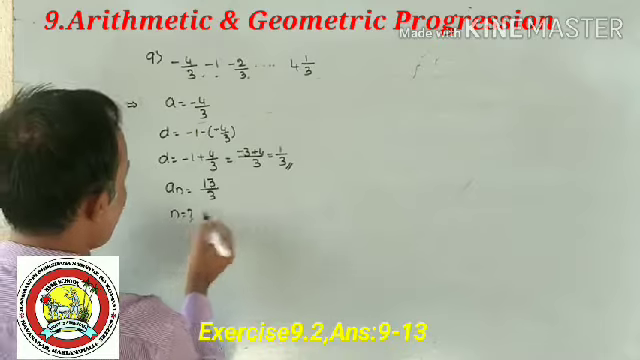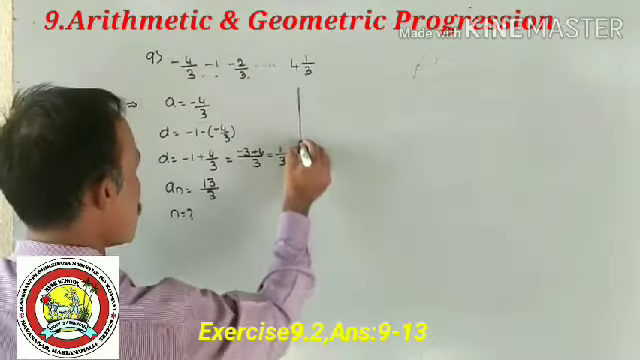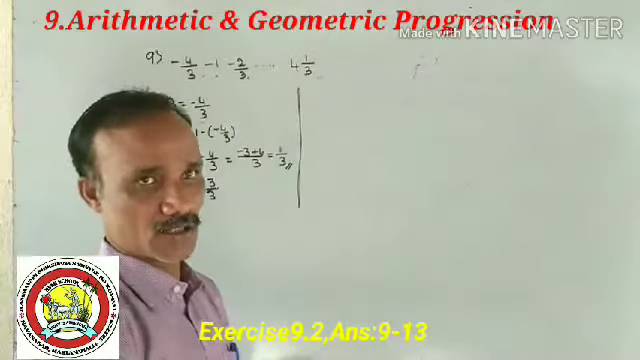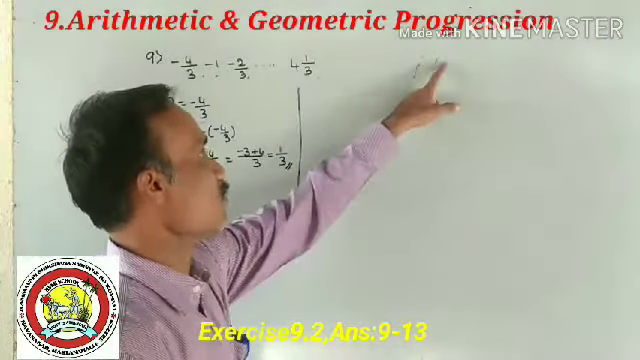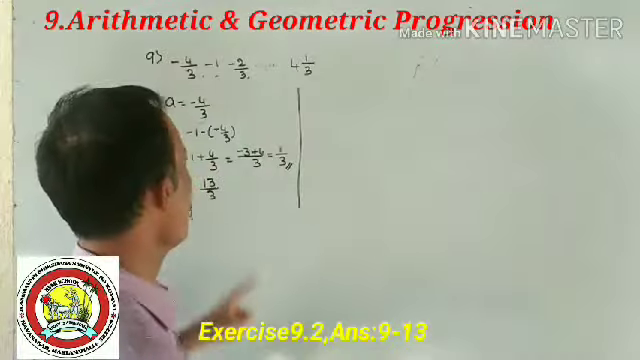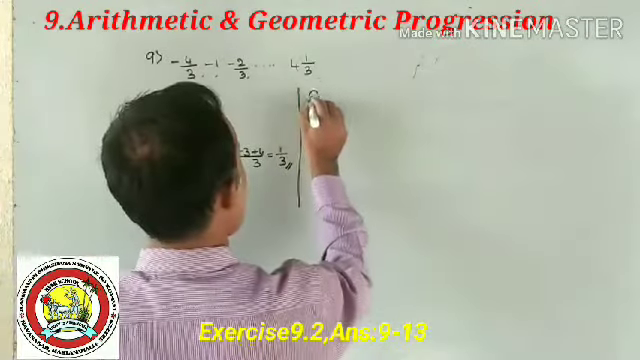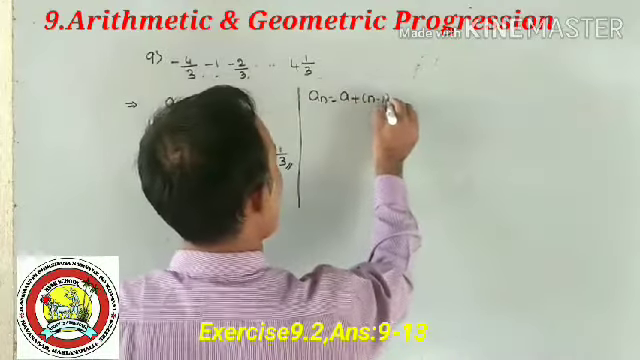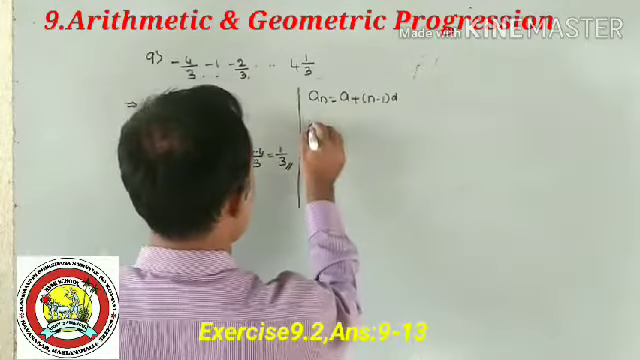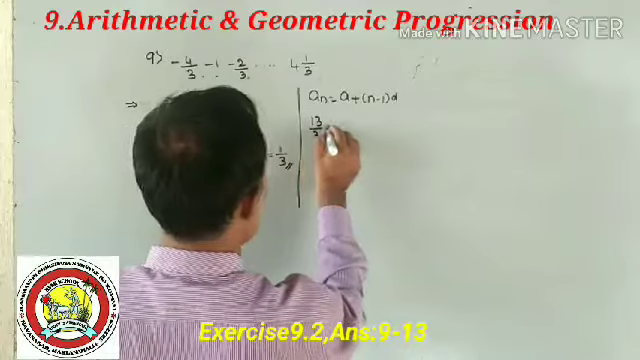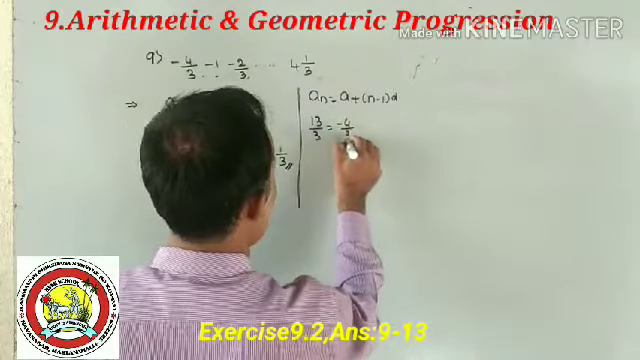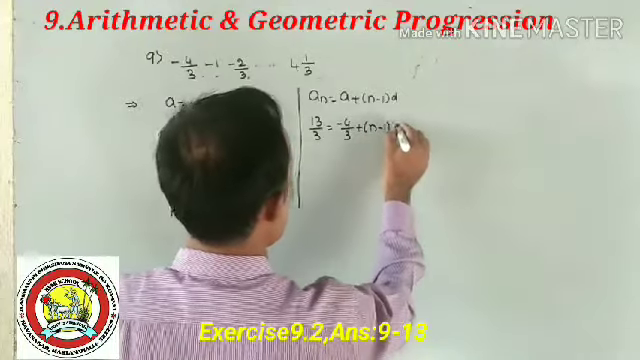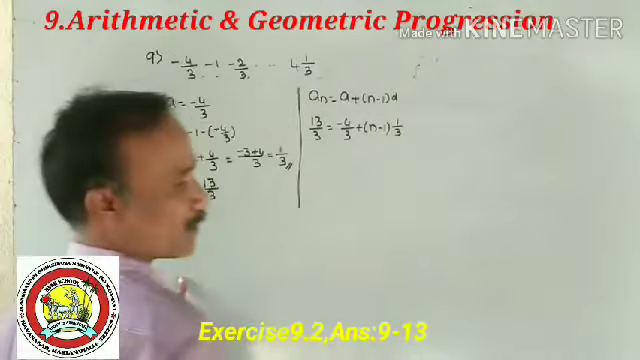First we should find the value of n. This is the first part. We cannot find the sum of two middle terms directly. Why? Because if n is even, we have two middle terms. The formula is a_n is equal to a plus (n minus 1) into d. So a_n is 13 by 3, equal to minus 4 by 3 plus (n minus 1), d value is 1 by 3.